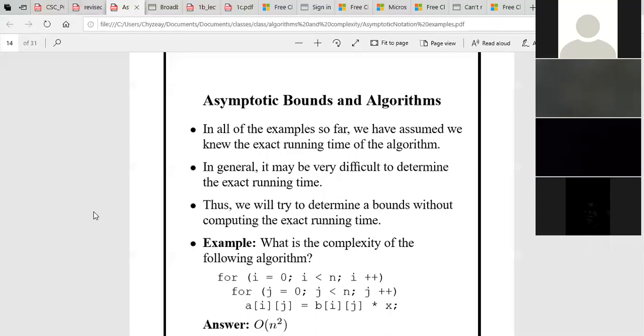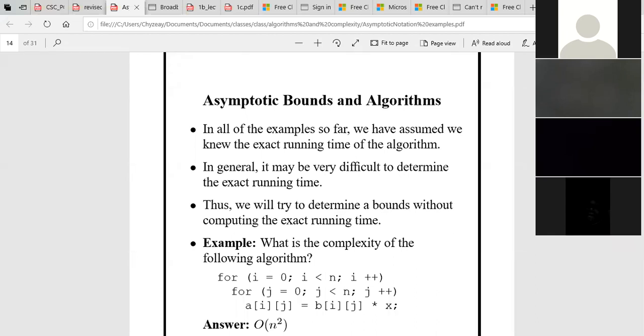The approximated running time is what we call the asymptotic running time, to help us to predict and understand the growth of functions. So in general, one way or the other, it might be very difficult to determine the exact running time. But what we do is that we do not need to determine the exact running time. We create bounds without computing the exact running time.